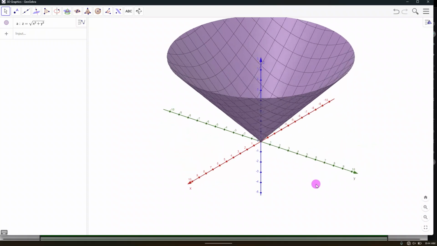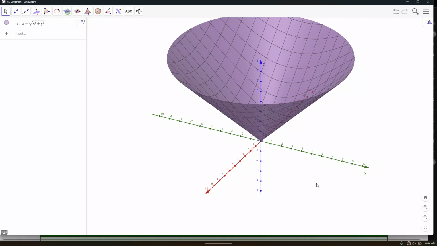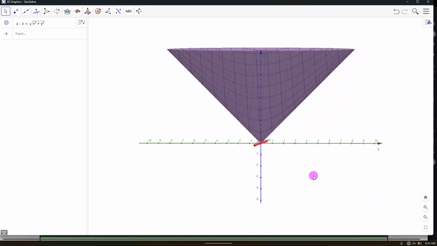However, what if I wanted to find the traces of this cone? For instance, I just want to focus on, say, the YZ trace. Do you see that diagonal line? The angle is kind of obvious, right? What's the angle? 45 degrees, right? Or pi over 4.